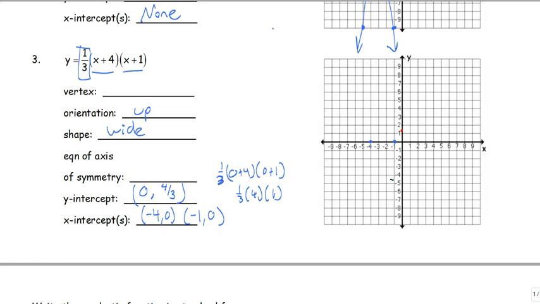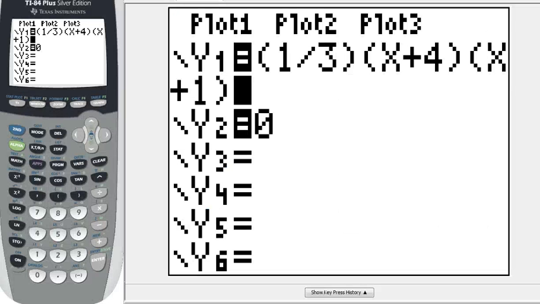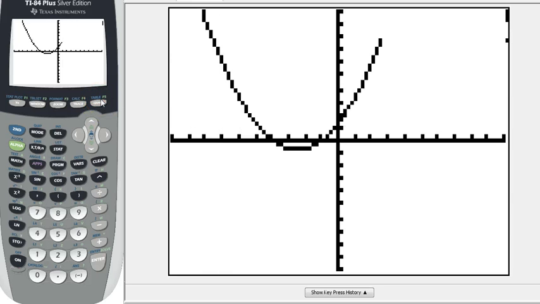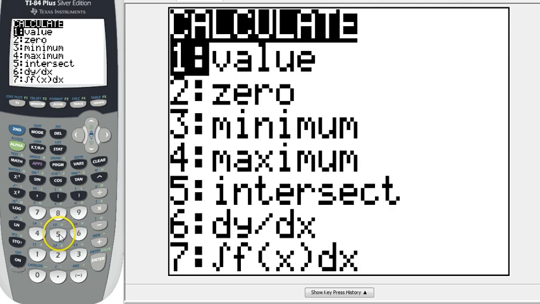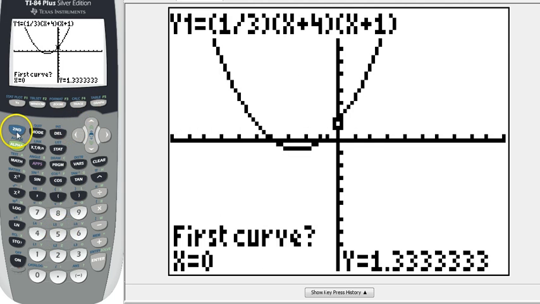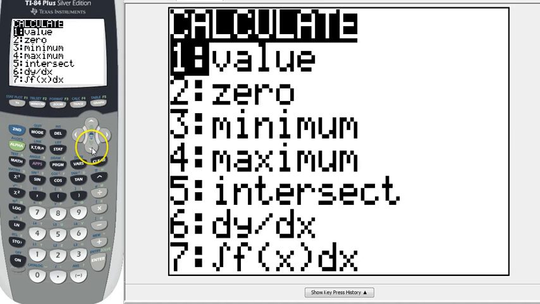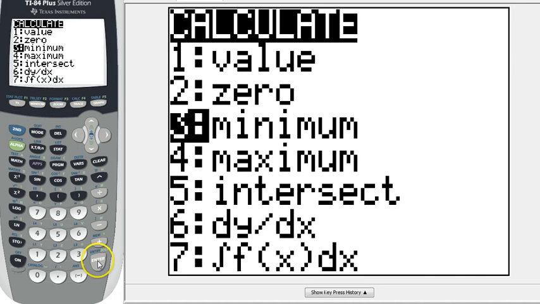And let's find the vertex by plugging this into our calculator. This is what it should look like on your calculator. 1/3 in parentheses, x plus 4 in parentheses, x plus 1 in parentheses. When you graph it, it should be a parabola that opens up, that's a little wider, and there we are. That goes through those points that we just plotted. So all we got to do is get the min, which is our vertex, second trace 5. Nope, not true. Second trace, we want the minimum. I'm so used to doing intersections.